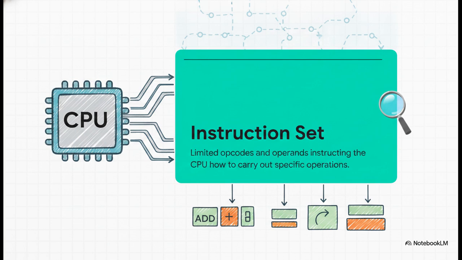Because the CPU only has a limited set of electronic circuits physically built into it, there is a strict, limited number of operations it can understand. Each instruction is made up of an opcode, which tells the CPU what action to perform, like add or JMP, and an operand, which is the actual data or the memory register that needs to be acted upon. All software running on a computer, no matter how complex, eventually boils down to these simple, fundamental instructions.